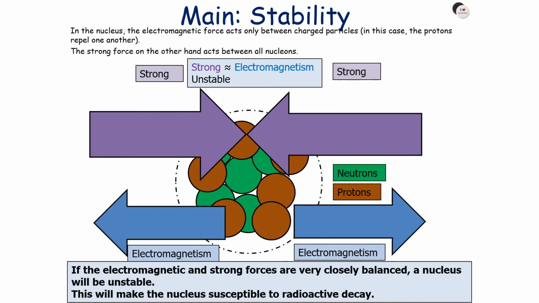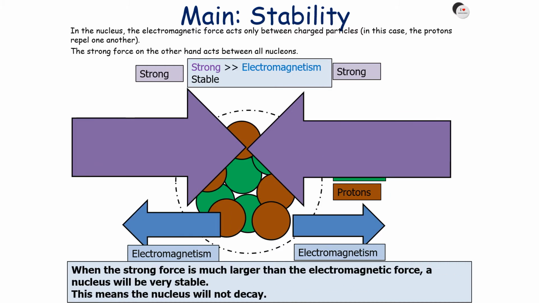Well, in the nucleus, the electromagnetic force only acts between charged particles, protons, whilst the strong interaction acts between all nucleons, both protons and neutrons. Now if the electromagnetic and strong forces are very closely balanced, a nucleus will be unstable, so it will make the nucleus susceptible to radioactive or nuclear decay.